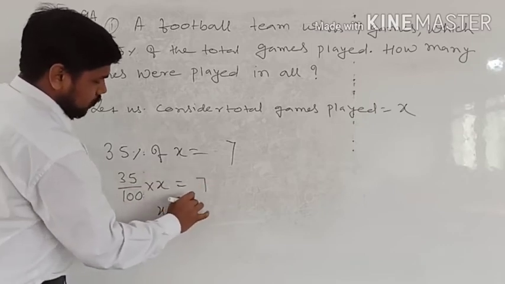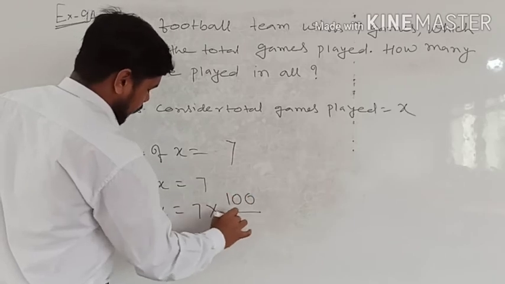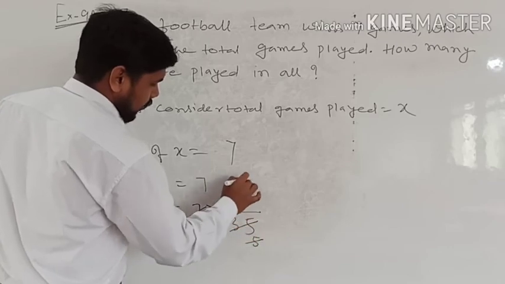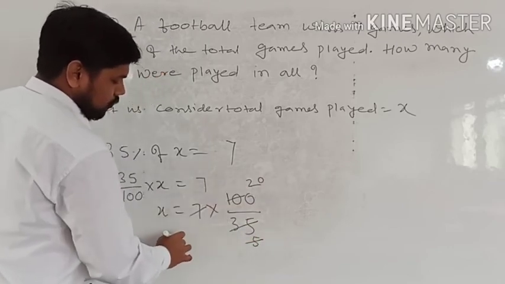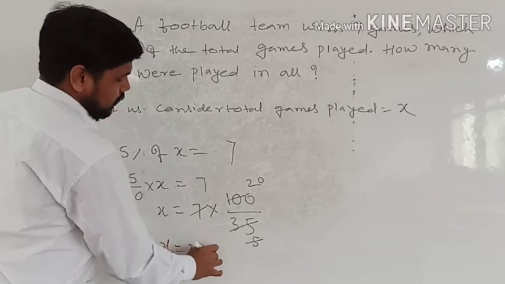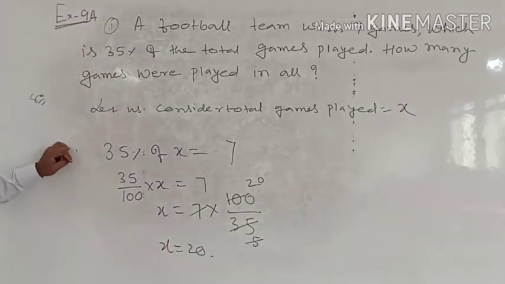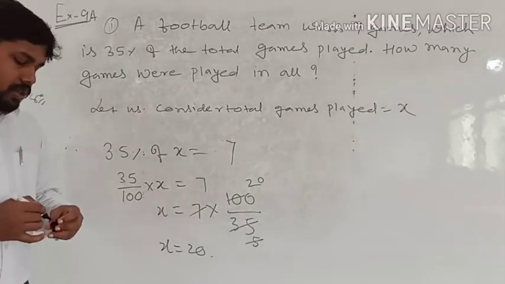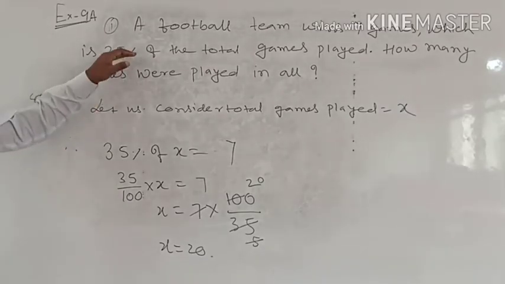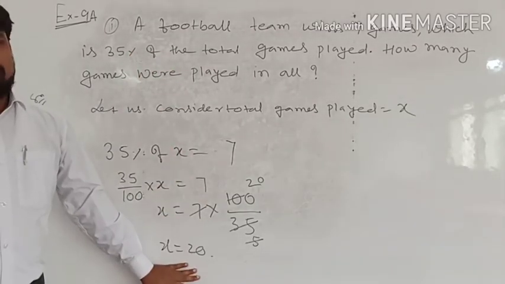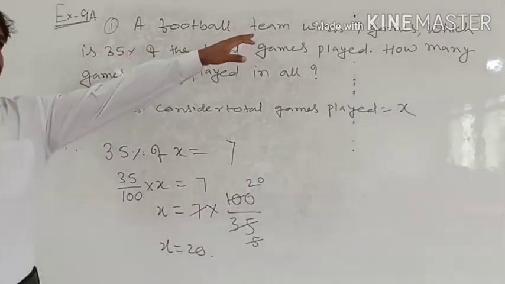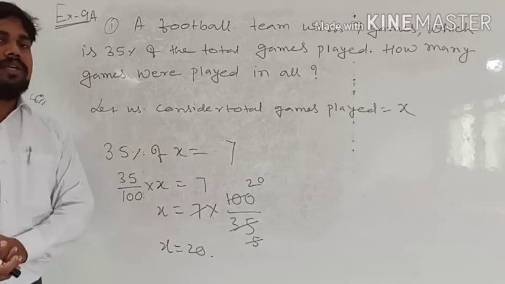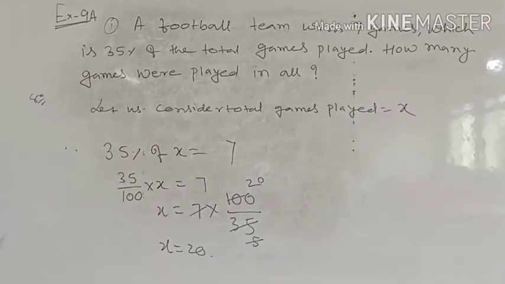So x will be equal to 7 multiplied by 100 by 35. 5 twos are 10. So 20. So therefore x is equal to 20. That means the total games played is 20. Out of 20, they won 7 games, which is 35% of the total games played. So 35% of 20 is 7. That is why out of 20 games played they won only 7 games. So this is how we can solve this type of question.